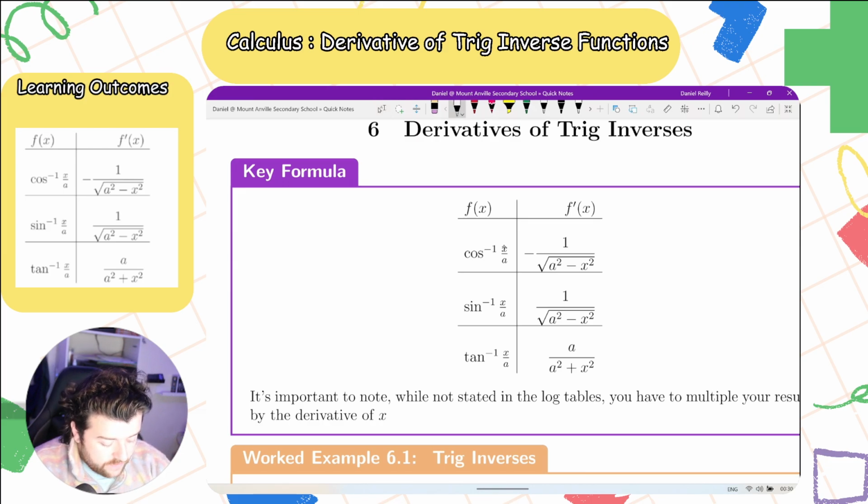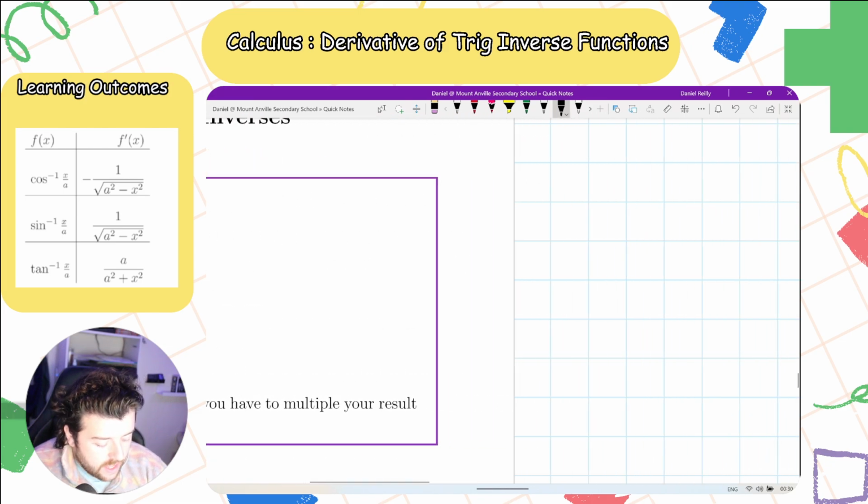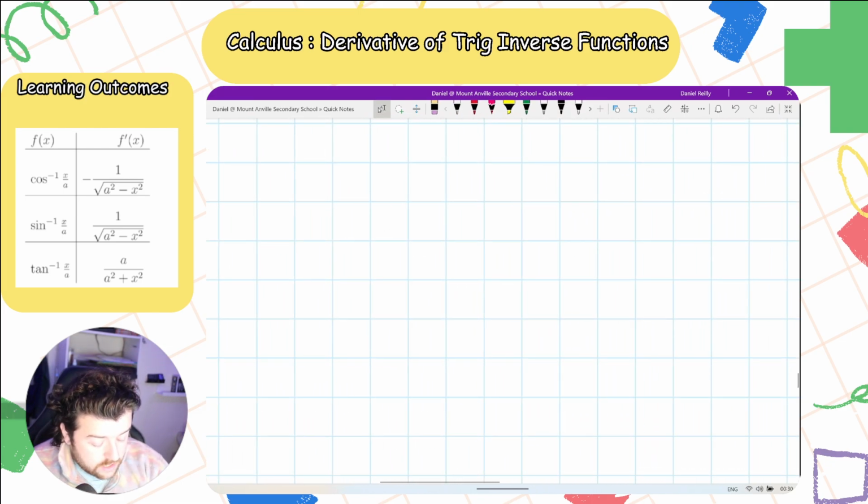So cosine inverse, in the form of angles x over a, the first derivative is minus 1 over the square root of a squared minus x squared. And sine inverse of x over a is 1 over the square root of a squared minus x squared. And then tan inverse of x over a is a over a squared plus x squared.